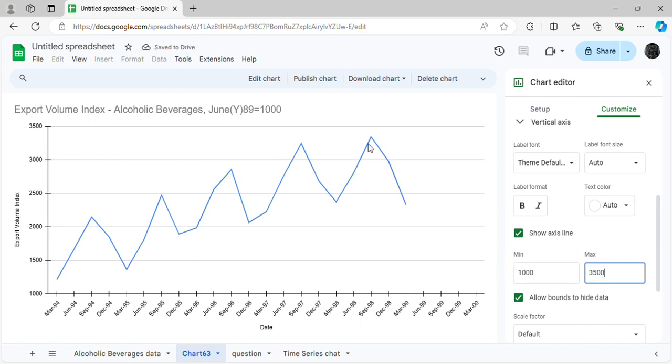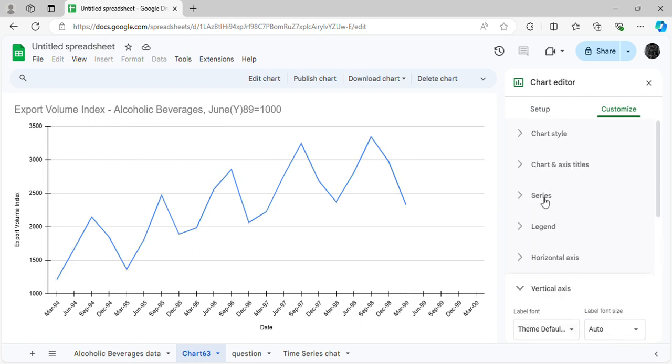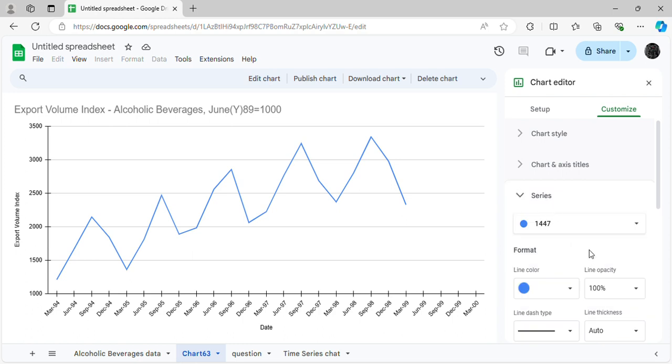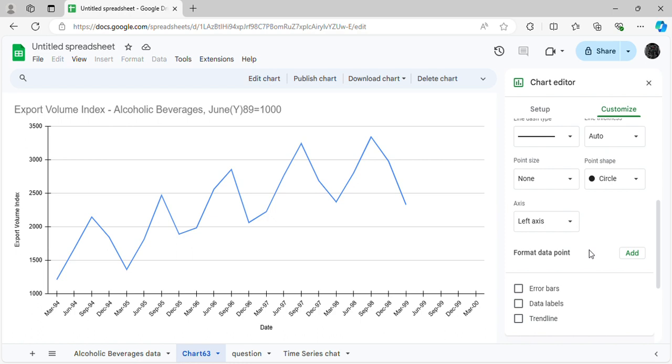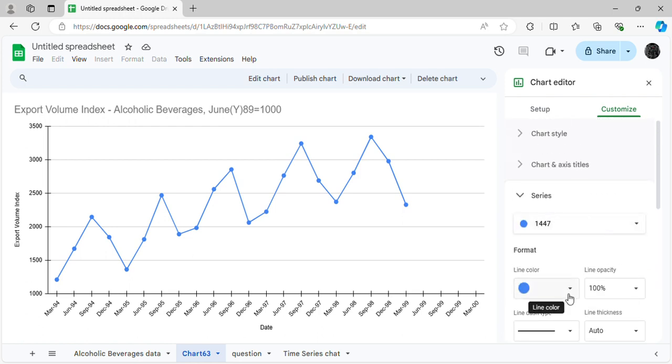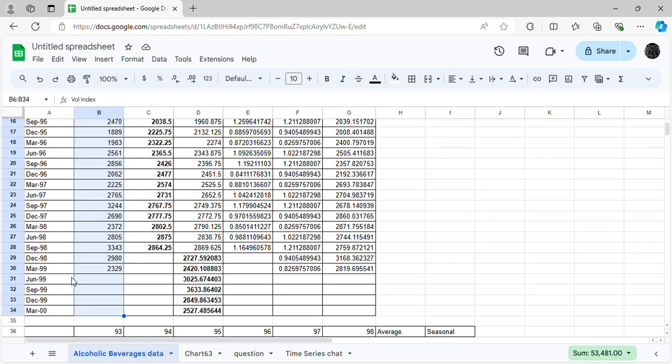And let's show the data points. So let's look at the series. Under format, let's have the point size as 7px. Let's change the color to black. Okay, so we have plotted the original data, and the original data is given up to March 1999.